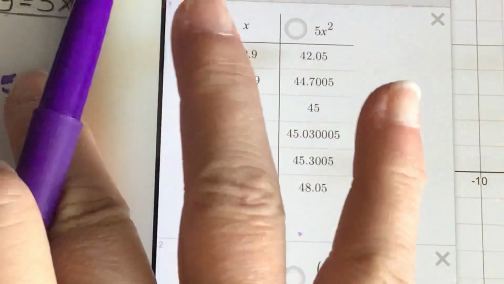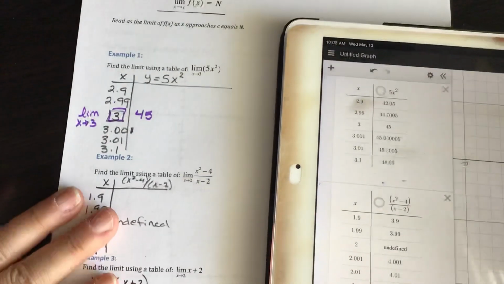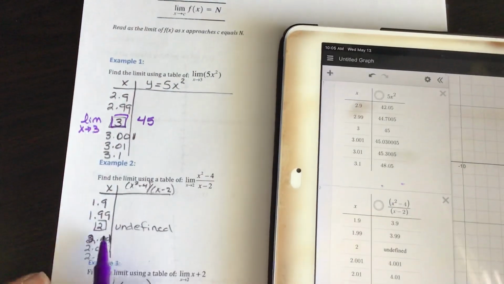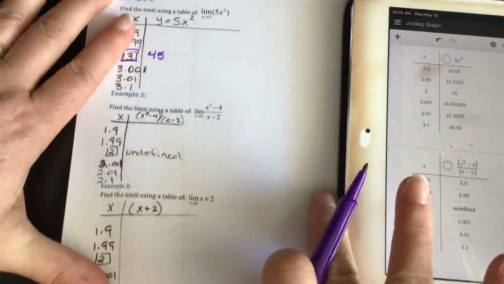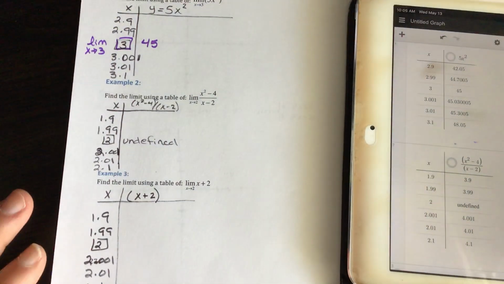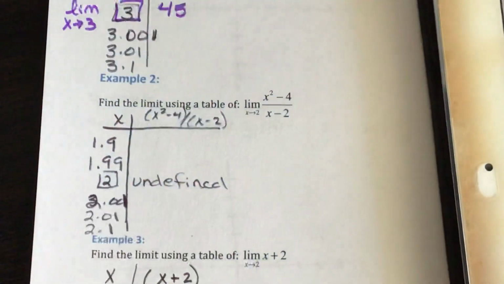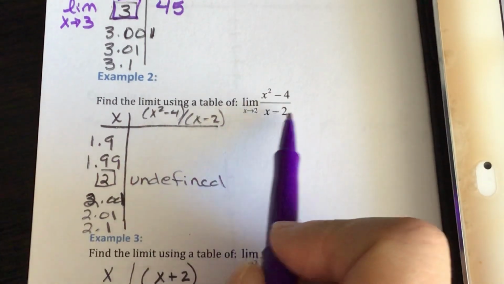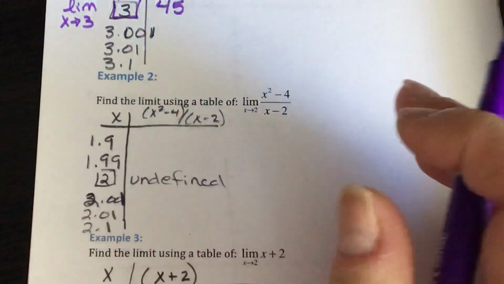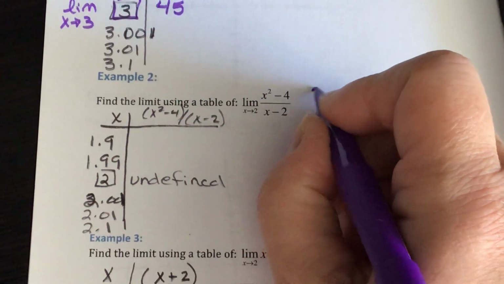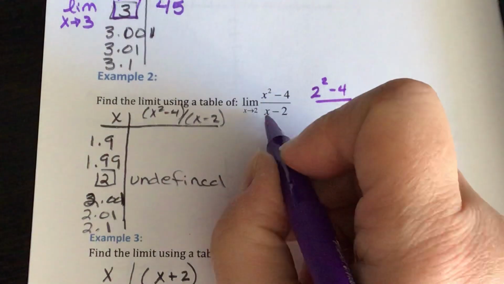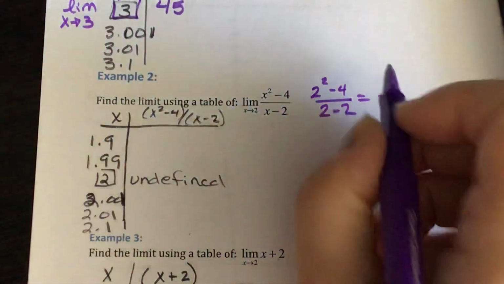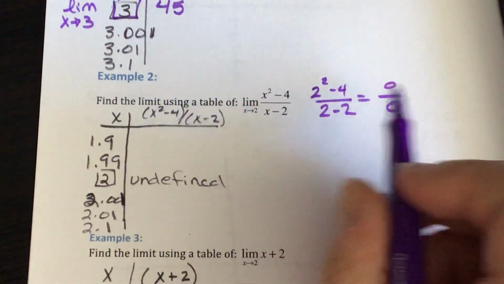All right, so in this case, I'm going to zoom back out. If I plug in 3, I get 45. But in this next example, if I plug in 2 into the function, because this is asking us to find the value of the limit as x approaches 2 of this function. So if I plug in 2, I have 2 squared minus 4 over 2 minus 2. And I get a 0 on the bottom. I get actually a 0 on the top. So we don't know what this is.